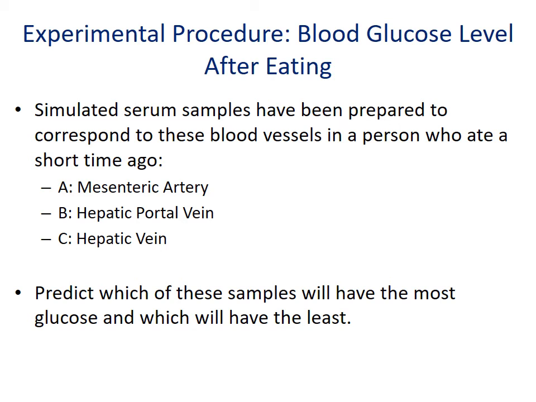So simulated serum samples have been prepared to correspond to those blood vessels in a person who ate a short time ago, so soon after you ate a meal. We have blood from the mesenteric artery, which is the blood that is headed into the digestive tract. We have blood from the hepatic portal vein, which again is that blood supply that's coming from the digestive system, going directly to the liver. And then we have blood from the hepatic vein, which is the blood that's going to leave the liver and go back into circulation, go back to the heart. So take a second and predict which of those samples will have the most glucose and which will have the least.